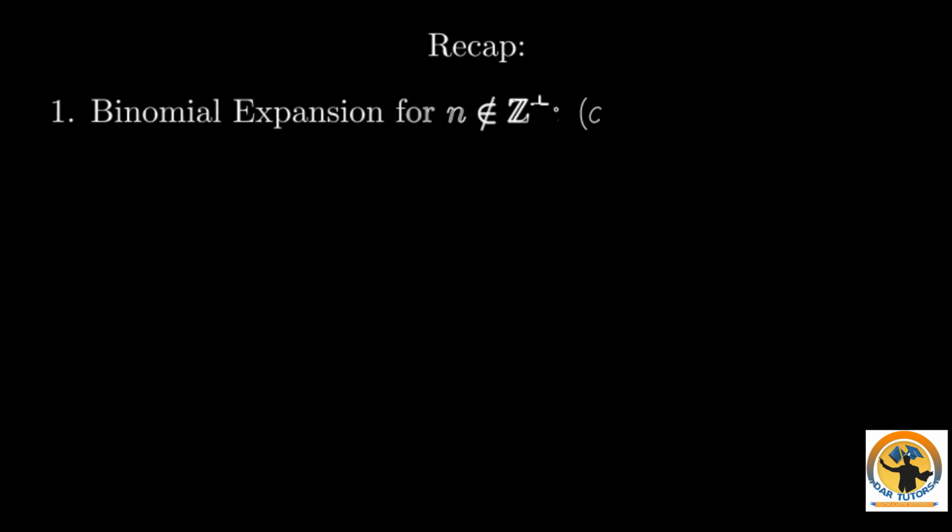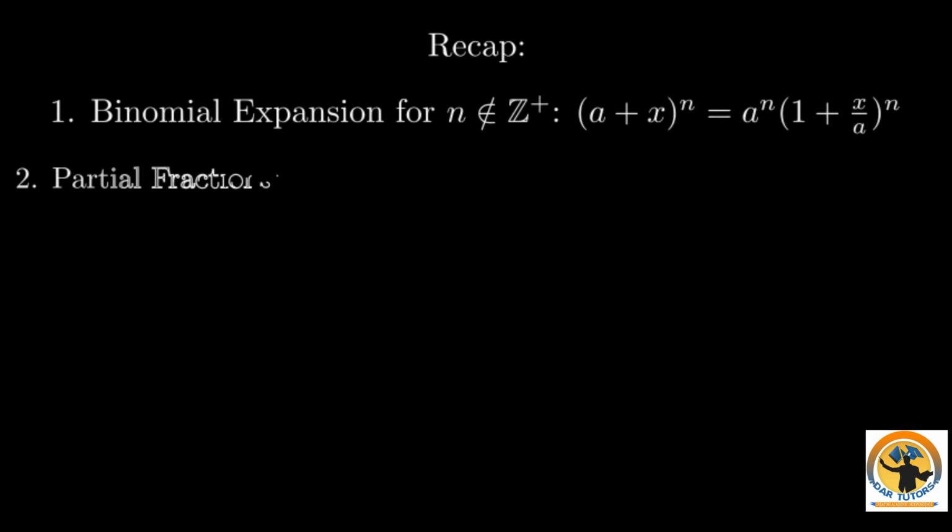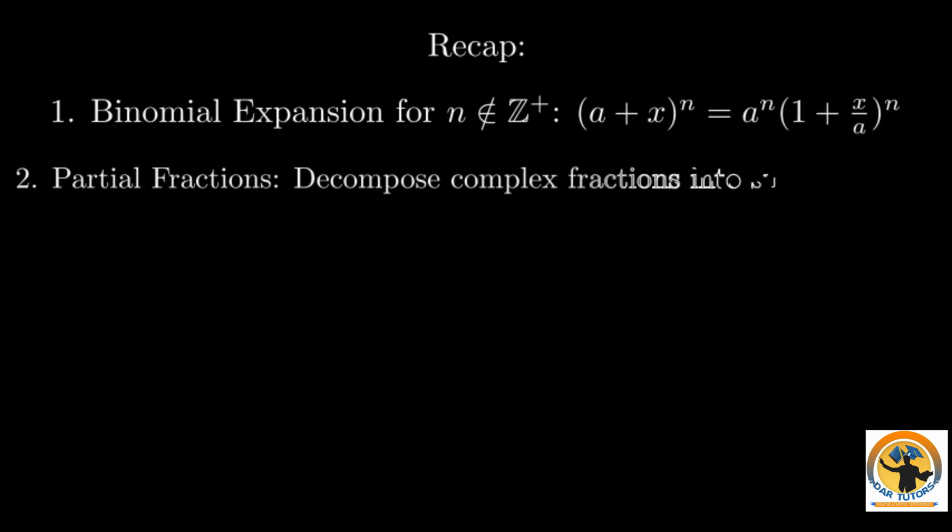Let's quickly recap what we've learned today. We started by extending the binomial theorem to cases where the power n is not a positive integer. The key was to factor the expression into the form a to the power of n times (1 plus x over a) to the power of n, and then apply the standard expansion. We then saw how to combine this with partial fractions. This powerful technique allows us to expand complex rational functions by breaking them down into simpler parts that we can expand individually. Remember to always check the validity condition for your expansions, as they are only accurate within a specific range of x values.